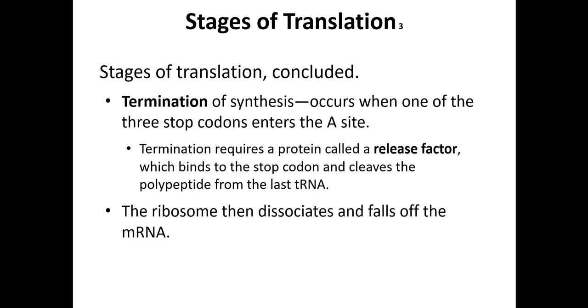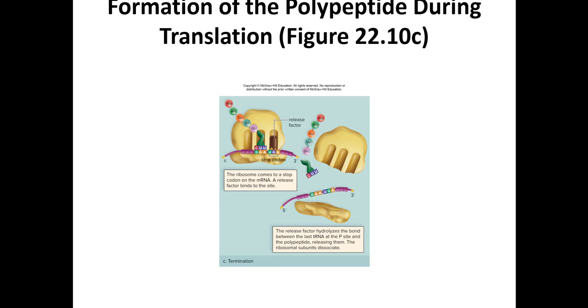During termination, a stop codon sequence is reached, and the ribosome falls away from the mRNA molecule. The ribosome then dissociates and falls off. There are proteins called release factors which can bind to the stop codon and cleave the polypeptide from the last tRNA. Over here is a picture showing you that. A release factor that binds to that site causes it to break apart.